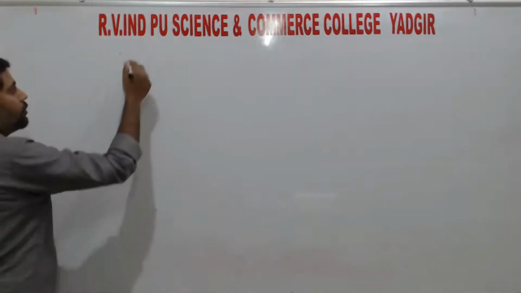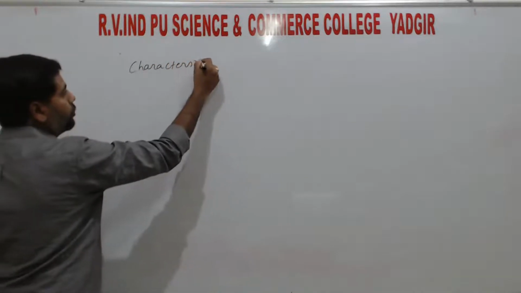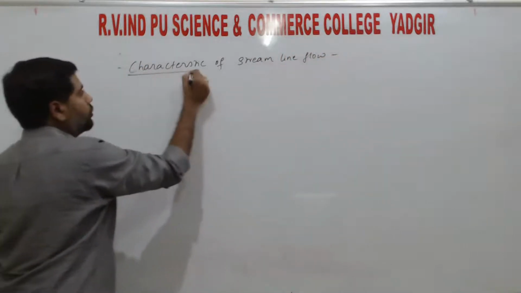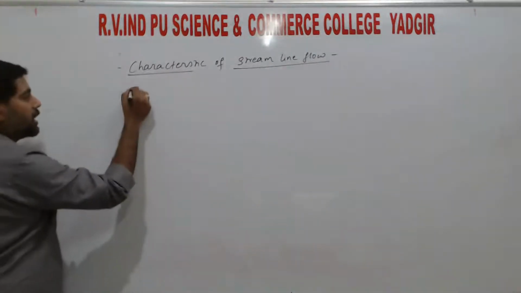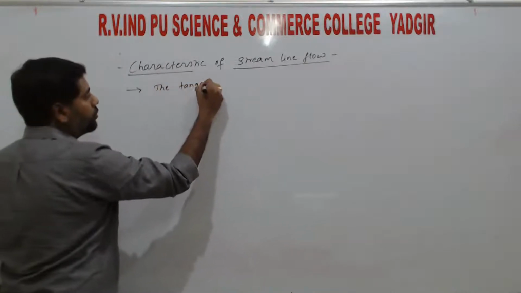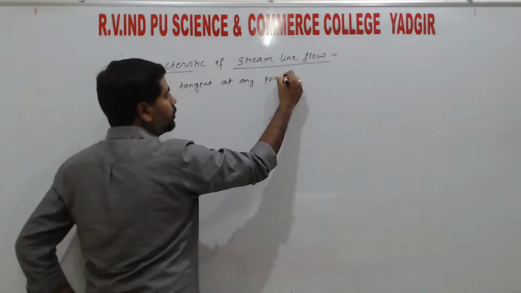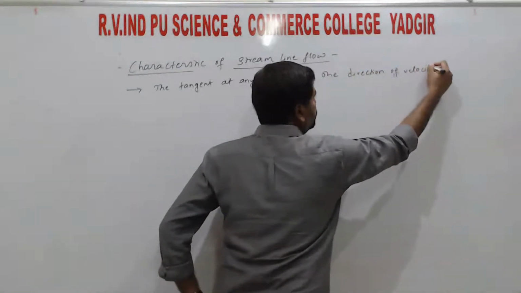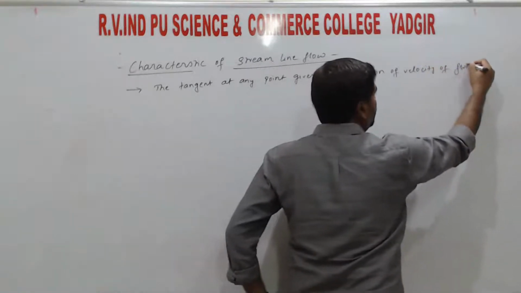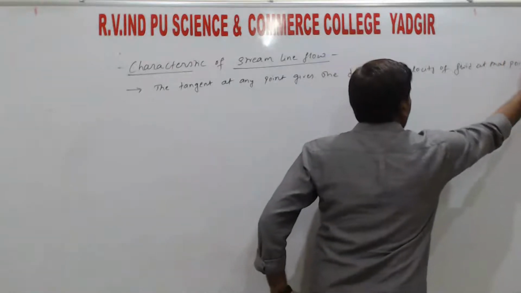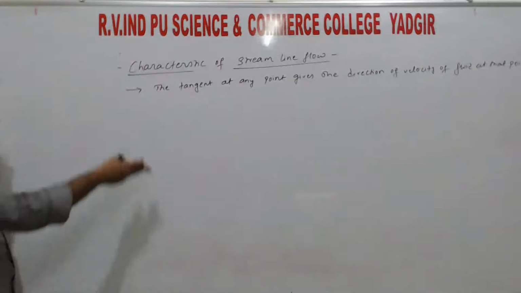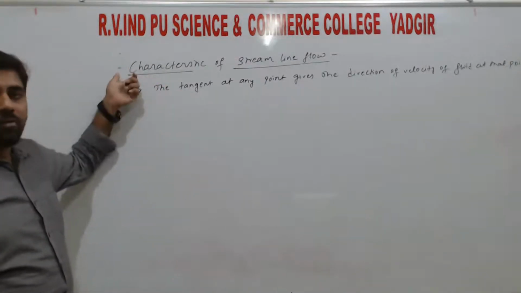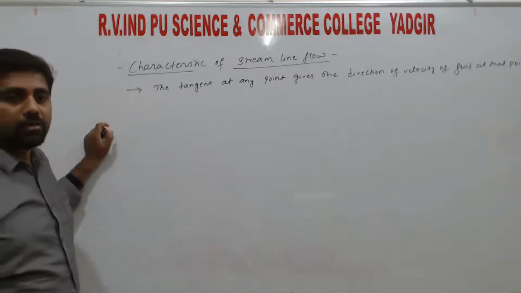So next, characteristics of streamline flow. The first one is the tangent at any point gives the direction of velocity of fluid at that point, right? Then in second year also the same characteristics come, but for different properties. So for other physical quantities the same characteristics apply. If you understand it here, it is easy to understand in second year too, right?